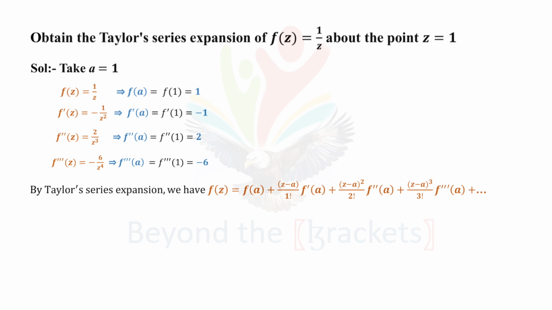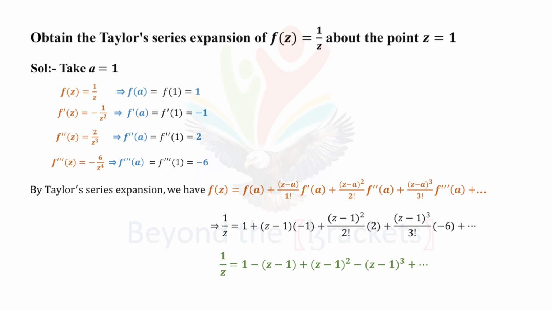Substituting these values in the Taylor series, we have f of z as 1 by z equal to f of a, which is 1, plus z minus 1 divided by 1 factorial, which is 1. F dash of a is minus 1, plus z minus 1 whole square by 2 factorial. F double dash of a is 2, plus z minus 1 whole cube by 3 factorial, and f triple dash of a is minus 6. Simplifying this further, 2 factorial is 2 which cancels out with the numerator, 3 factorial is 6 which cancels out with the numerator, and we are left with this expression.